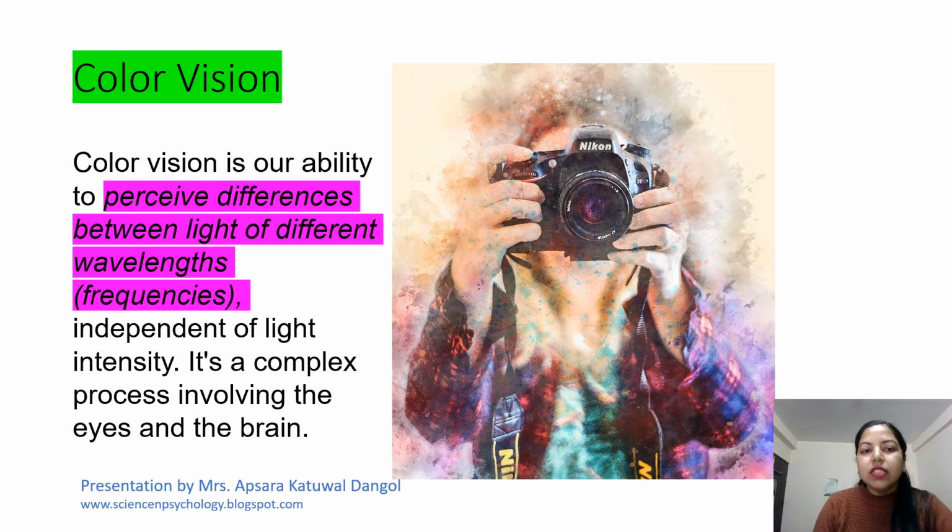Color vision is our ability to perceive differences between light of different wavelengths or frequencies, which is totally independent of light intensity. If we talk about light, it can be red, blue, green, violet, indigo, and these lights have different wavelengths. It is a complex process also. Why? Because it involves the eye and the brain.